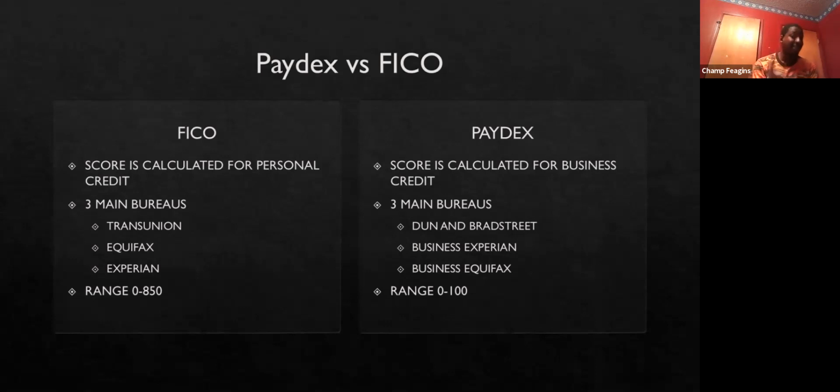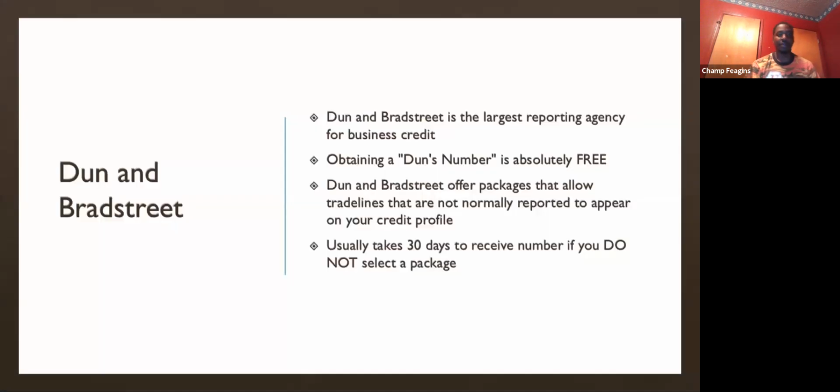You got to get your DUNS number, right? We'll get into that later, all right? I want y'all to write that down: DUNS number, D-U-N apostrophe S number. Google it. We'll show you how to get that. Don't worry about that, okay? Dun & Bradstreet is the largest reporting agency for business credit. Obtaining a DUNS number is absolutely free, okay?